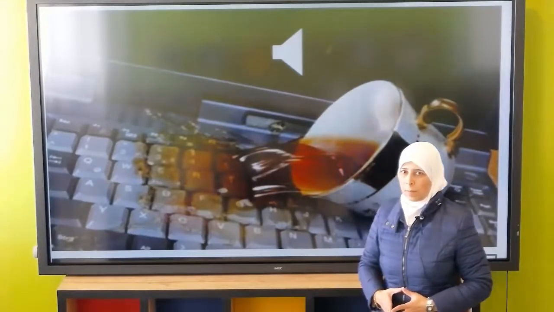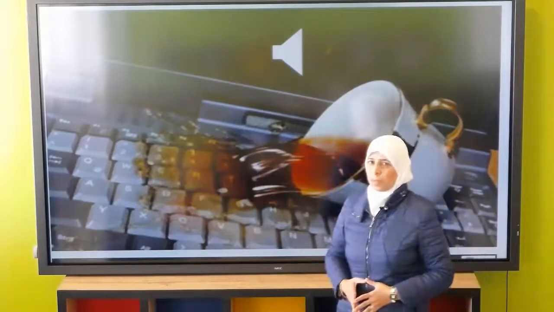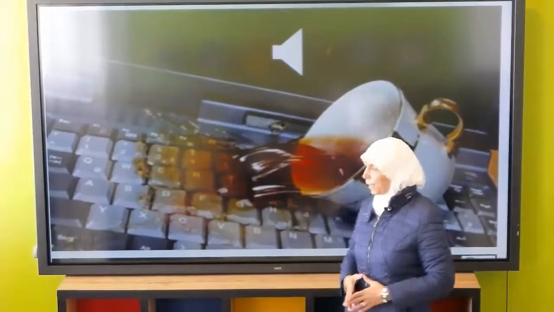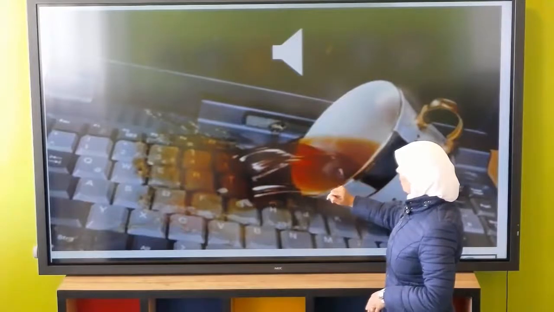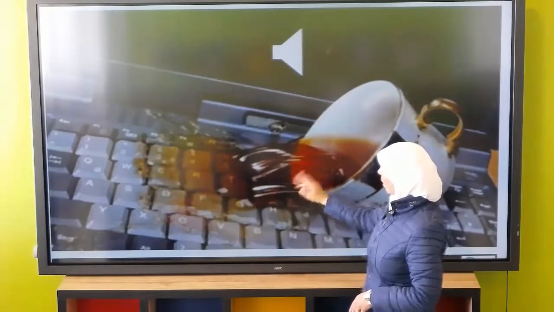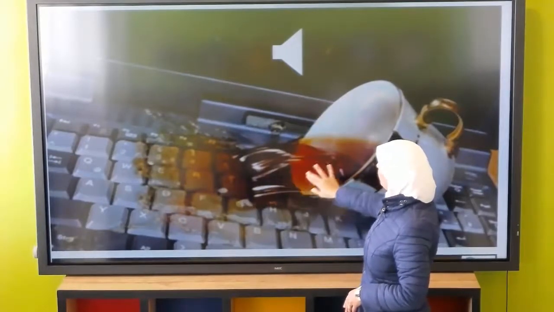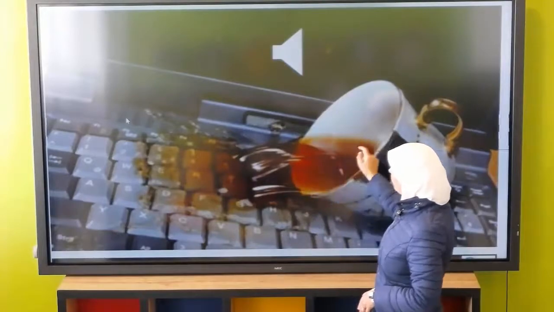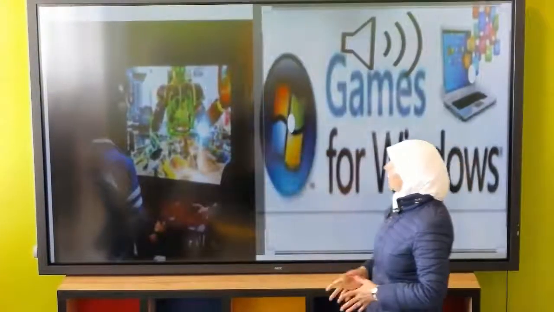Okay, listen carefully. So this is the first problem we are facing. As you can see, he dropped the lemonade over the keyboard. The second problem, listen carefully and note down, write on your paper, what is the problem?